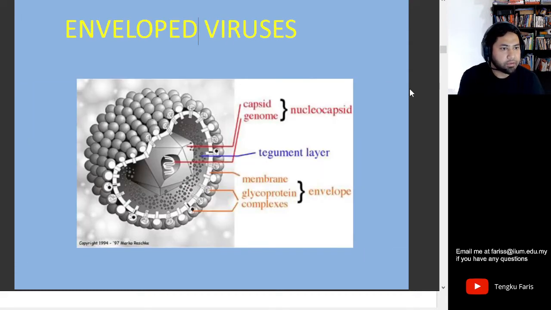In the case of an enveloped virus, you can see the capsid inside the virus and the genome inside the capsid. If you combine the capsid and genome, these two structures, we call it the nucleocapsid. We have the tegument layer, which is the floating material filling the space between the nucleocapsid and the viral capsomere. You can see the membrane glycoprotein complex. This is considered the envelope.